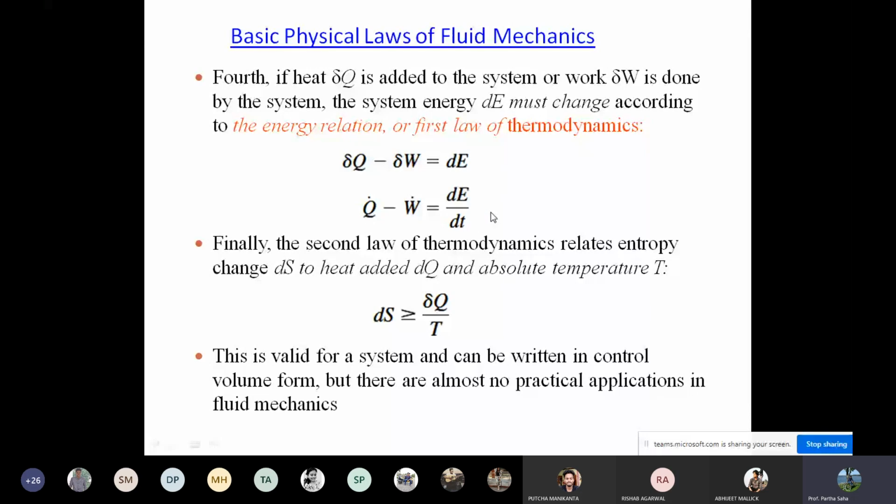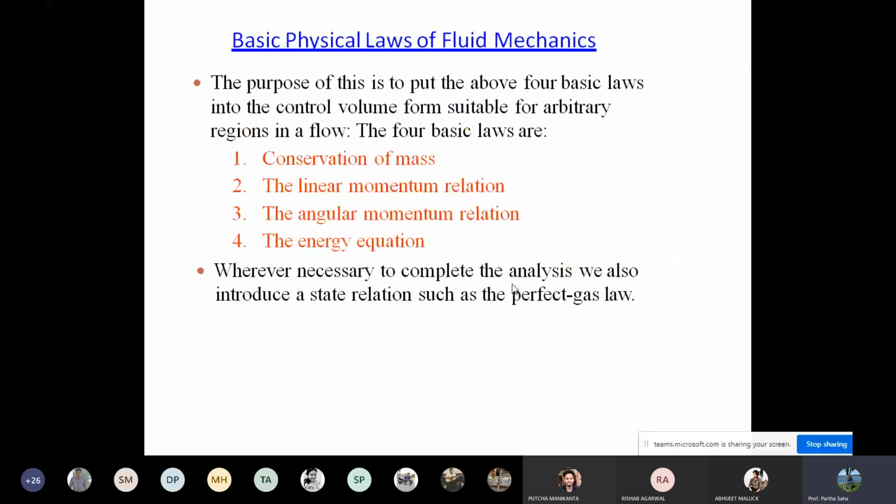Finally, the second law of thermodynamics lets entropy change, which is given by ds, related to the heat added and absolute temperature. So entropy increase is given by del Q by T. So this is valid for a system and can be written in control volume form. There is almost no practical application in fluid mechanics. So let's look into this.